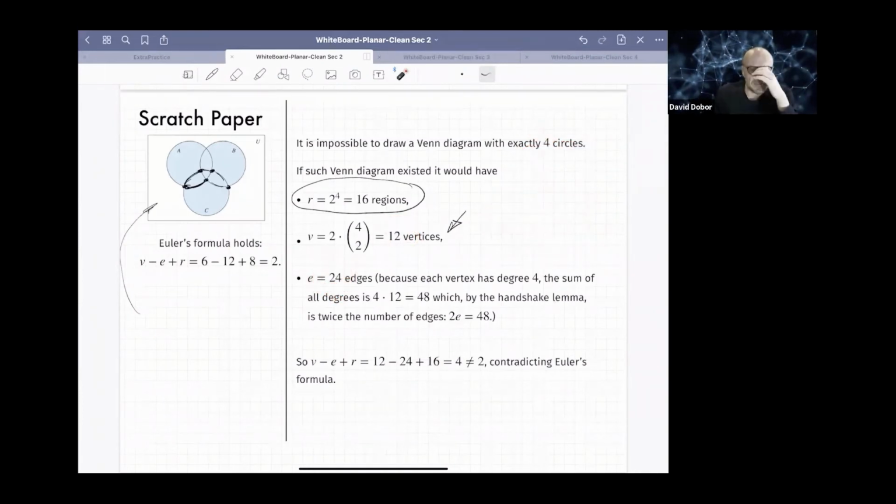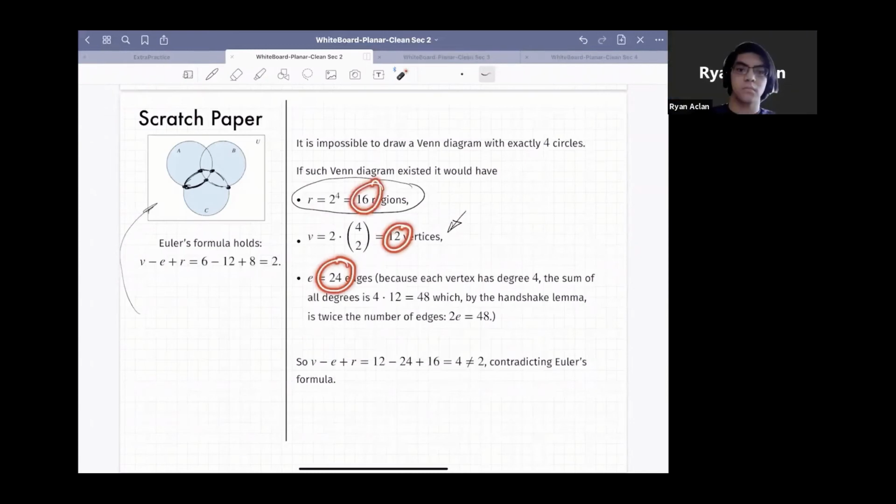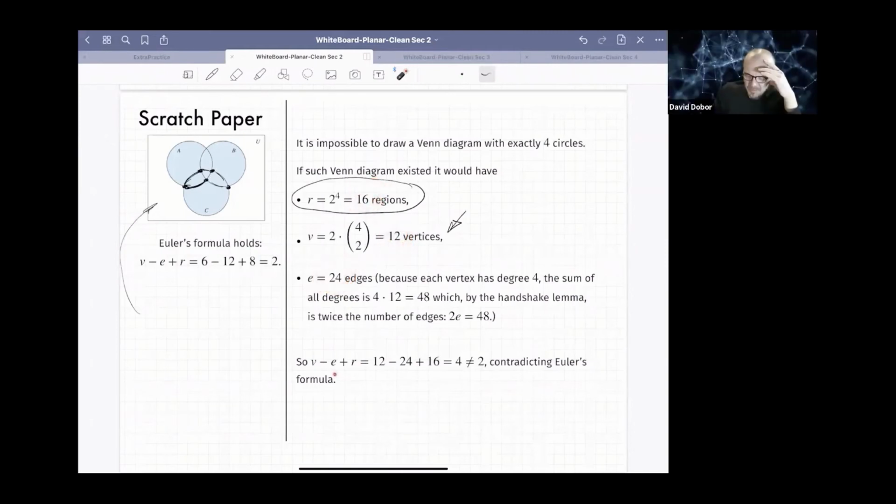So now let's take stock. If I'm able to draw a Venn diagram with 4 circles, then I'm going to have 24 edges, 12 vertices, and 16 regions for a planar graph. That, however, is impossible because according to Euler's characteristic formula, V minus E plus R has to be 2 for any planar graph. But for this graph, V minus E plus R is not 2. It's some other number. Therefore, that graph is not planar. Does that make sense, this argument? Is everybody on the same page?